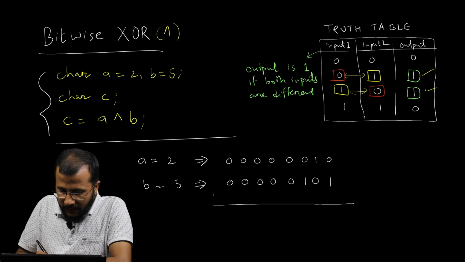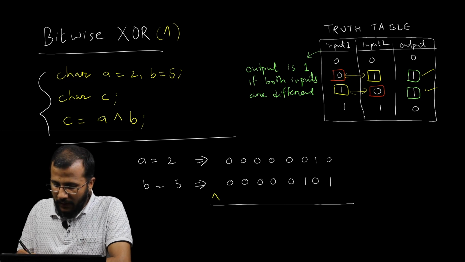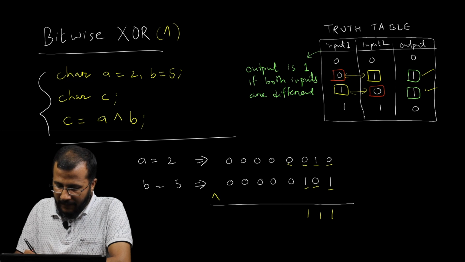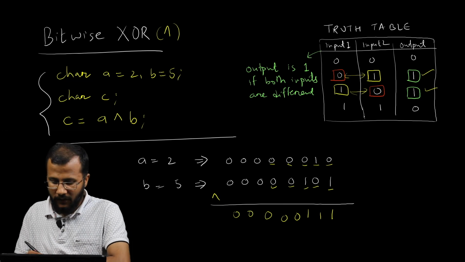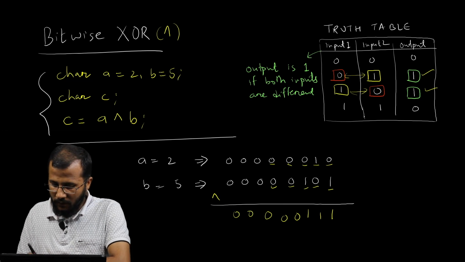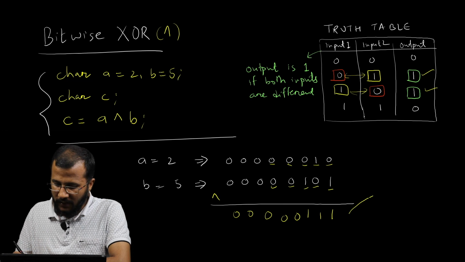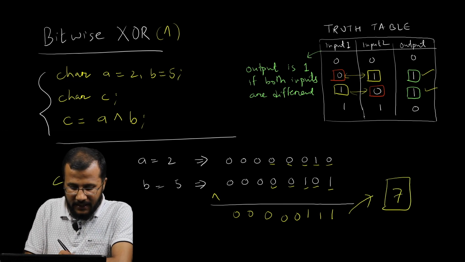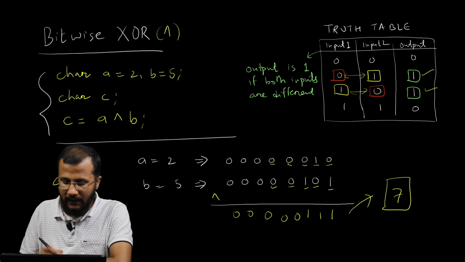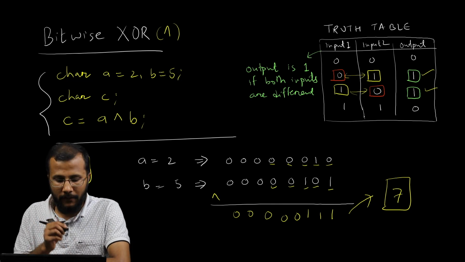So let's apply the caret here. 0 and 1, the inputs are different, so it is 1. Different, so it is 1. Different, so it is 1. And they are the same, 0 and 0, so 0. They are the same, so it's 0. So if you look at this, it is 0 0 0 0 0 1 1 1. If you convert this into decimal, it will be decimal 7, and finally C would be holding the value 7. This is how bitwise XOR works.